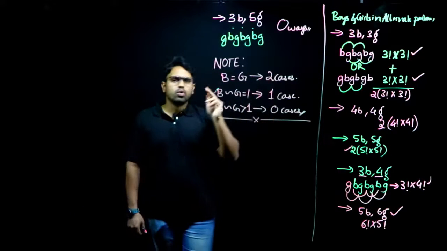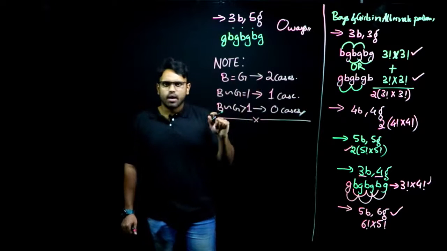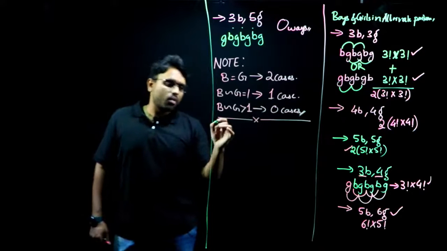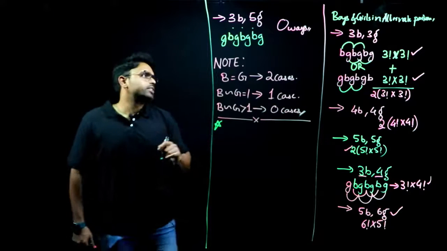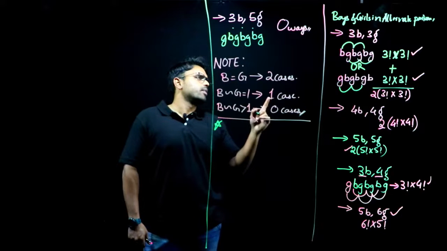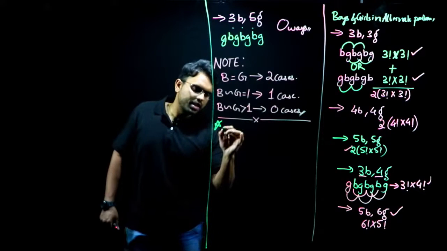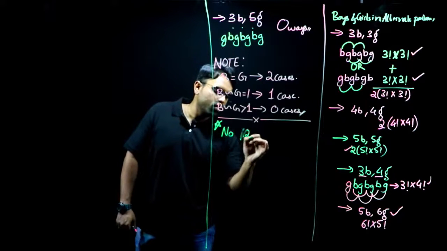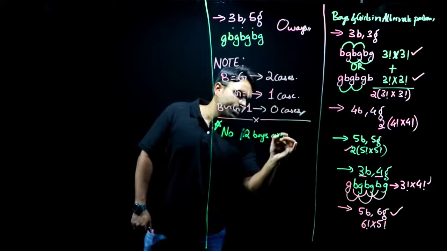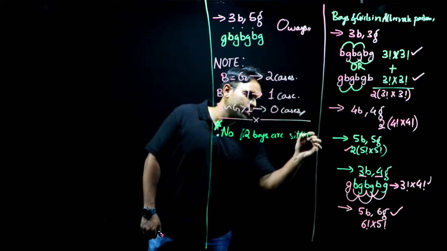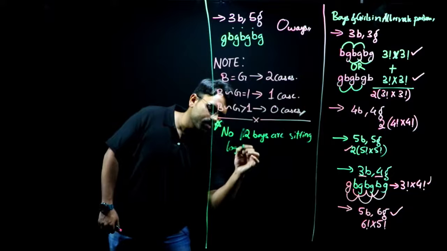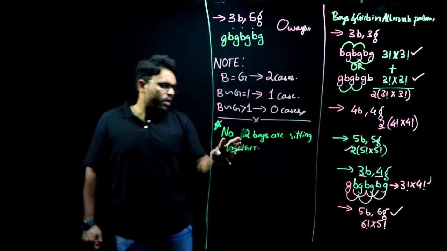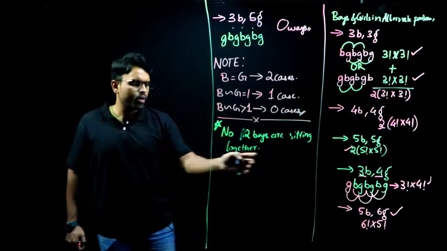Now, let's move ahead. We are done with boys and girls in alternate position. Now, I'll tell you something like this, and it is very important. No two boys are sitting together. There are many interesting questions going to come, so stay tuned. Just listen to me carefully. No two boys are sitting together.